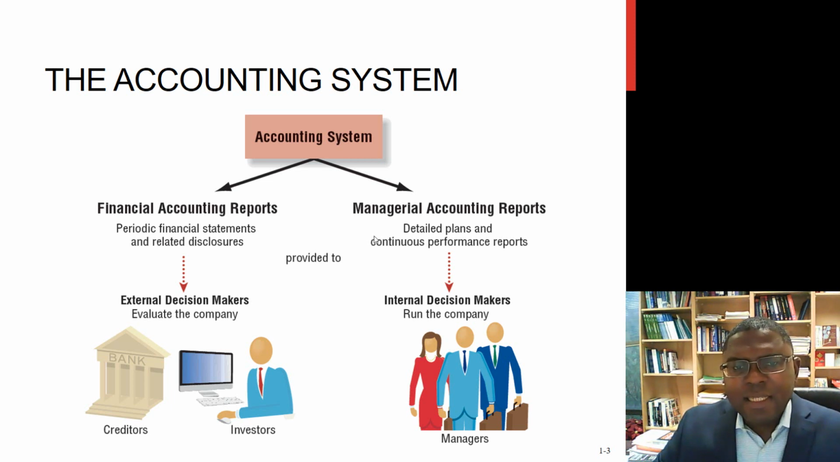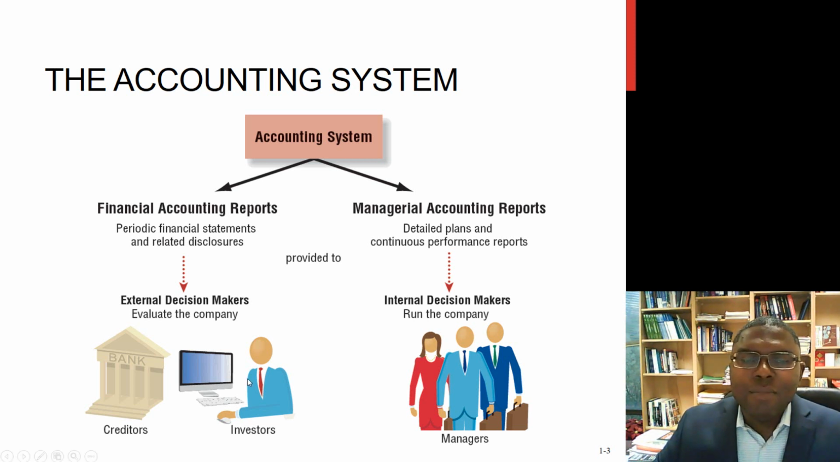So the first accounting statement is what we call the financial accounting report. The financial accounting report is disclosed periodically. So it's a periodic financial statement and related disclosure. And this statement actually targets external decision makers. So it is prepared and reported to external decision makers. It helps them to evaluate the company. They can make decision whether they should invest in that company or not, whether it's a good company for them to do business with or not.